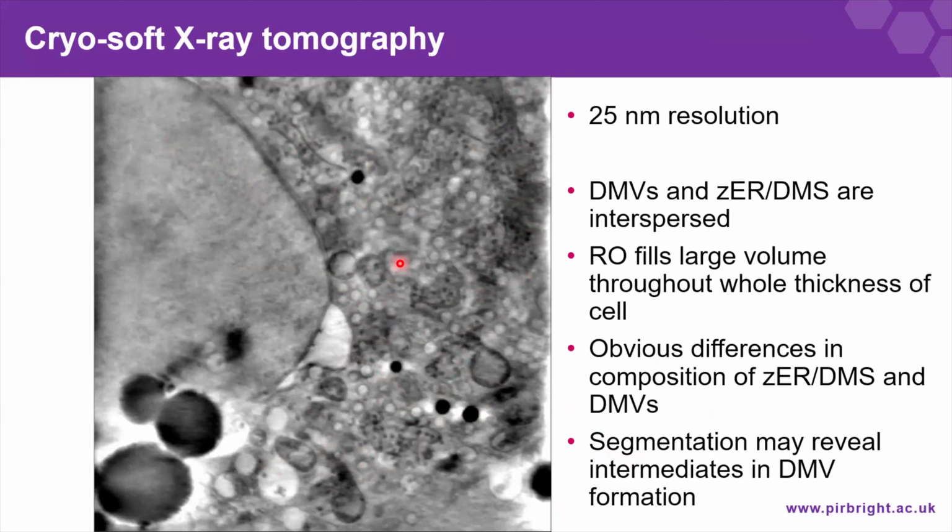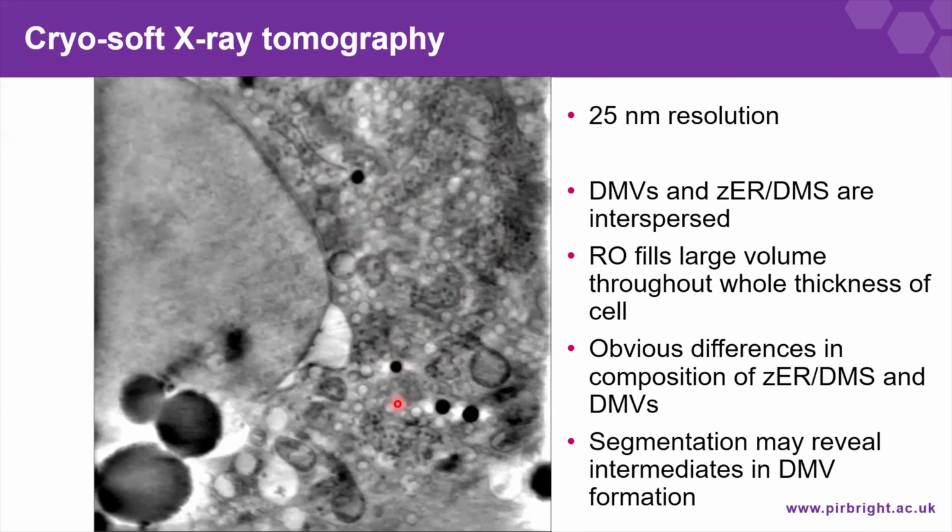From the video on the previous slide, you can see that the replication organelle fills the entire thickness of this bit of the cell. So it takes up a really massive volume in the cell at this time point. The next thing that we can pick out from this data is that there are obvious differences between the membranes that make up the DMVs and the zippered ER. You can see that the DMVs are quite a pale grey, whereas the zippered ER and spherules are really dark. So that shows that there are differences in the proteins that are present within those membranes.